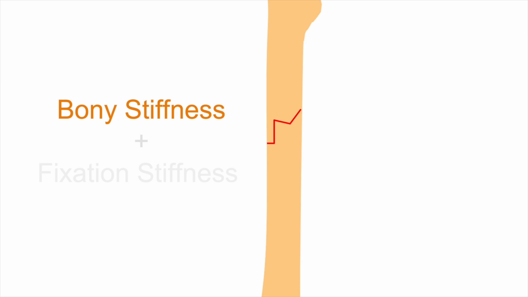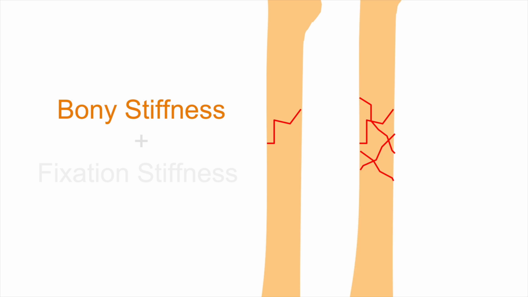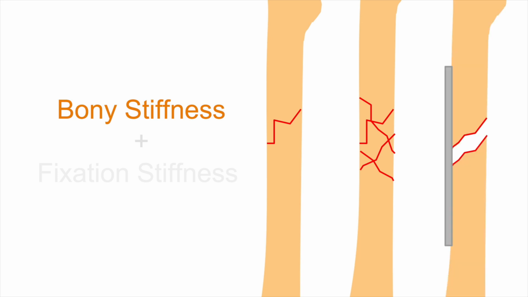Now, imagine a fracture with a lot of comminution. The fracture ends can't be compressed together to make a stable construct, so the bone will contribute very little bony stiffness. Finally, imagine a fracture that could have been compressed but was unfortunately fixed in a way that there was a gap. While these fracture fragments could have been put together in a way that would contribute to a lot of bony stiffness, due to the gap, it does not contribute any bony stiffness at all.